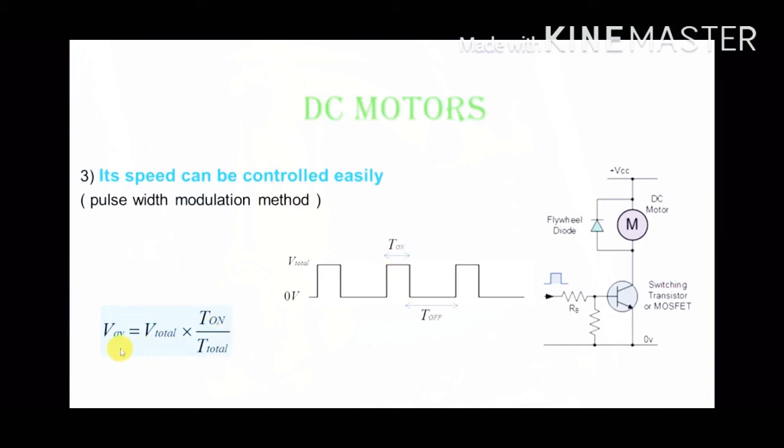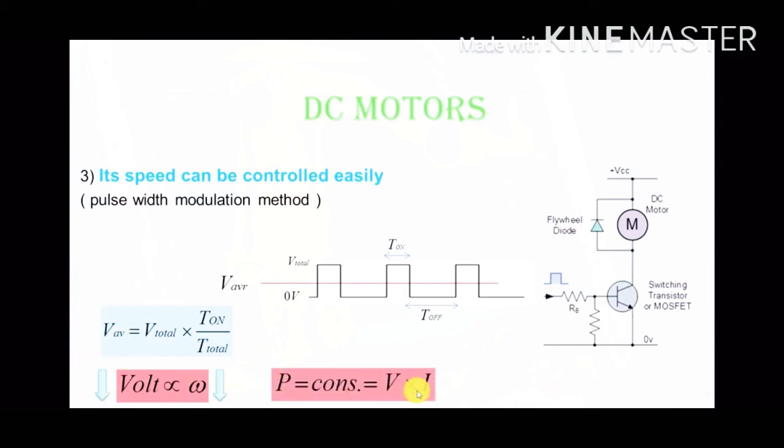So we will find that at this condition the average input voltage is lower than the total voltage, and as the voltage is directly proportional to the speed, when the voltage is decreased, we can decrease the speed. And this is our aim now, to control the speed. If we want to decrease our speed, we can decrease the voltage using this average voltage.